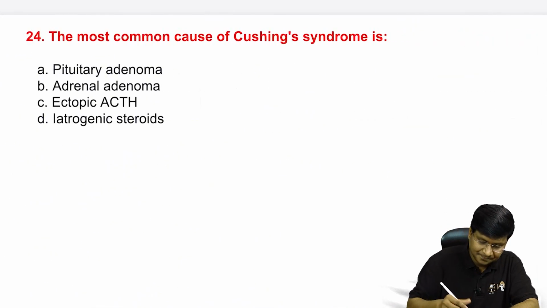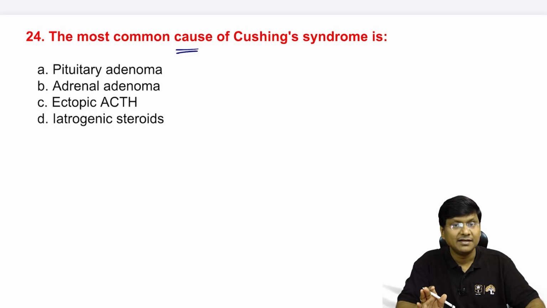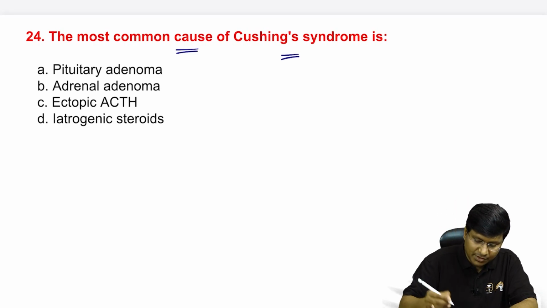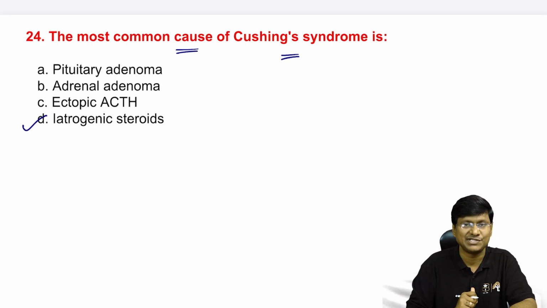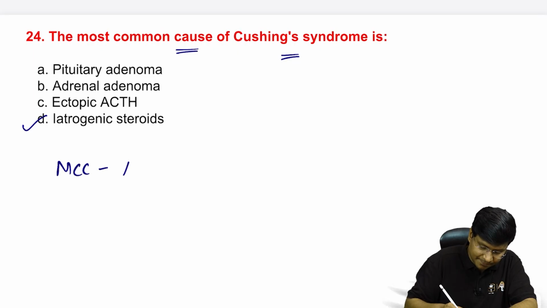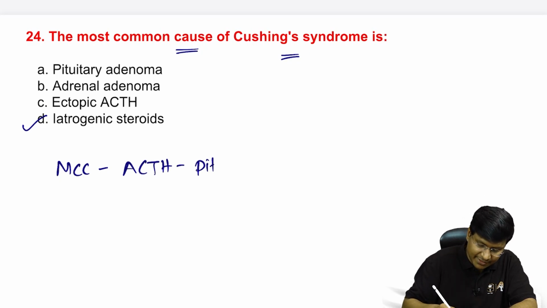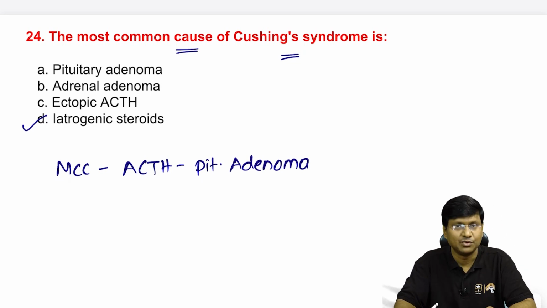Next question. The most common cause of Cushing syndrome is: the options are pituitary adenoma, adrenal adenoma, ectopic ACTH, and iatrogenic steroids. If you take the most common cause of Cushing's as such, it is iatrogenic steroid supplementation. But if the question asks the most common cause of ACTH-dependent Cushing's, then it will be pituitary adenoma, and that too a corticotroph type of pituitary adenoma, right?